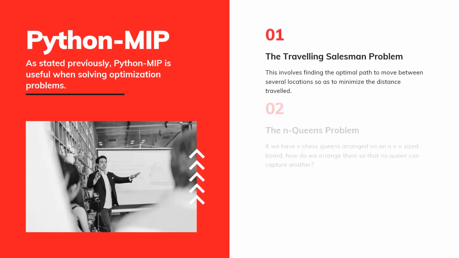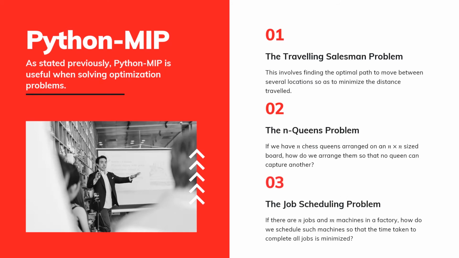And then there's the n queens problem, which I already spoke about. If you have n chess queens arranged on an n by n size board, how do you arrange them so that no queen can capture another? And then the last one is the job scheduling problem. If you're in a factory and you have n jobs to be completed by m machines, the simplest case is that you have the same number of machines and jobs. How do you schedule the machines so that the time taken to complete all jobs is minimized? I think it's deceptively tricky when you think about it, because one solution is you just let each machine go on its own, but we'll talk about that later.